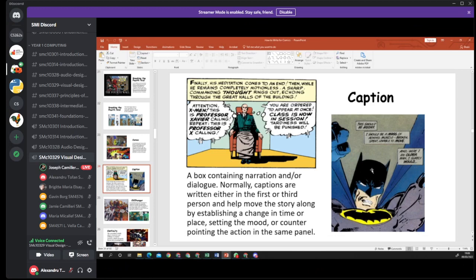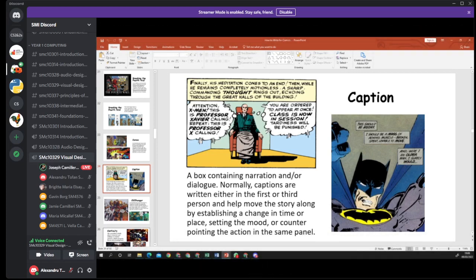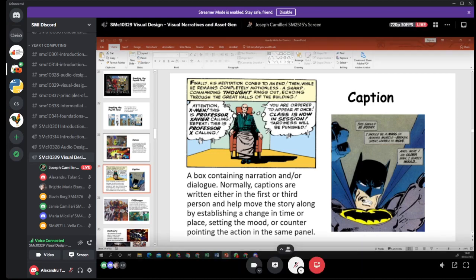And your question is, is Batman speaking, or is Batman thinking? Because they're using a caption, not a thought bubble. So what is it exactly? And then you realize that it is Batman thinking about sort of a past sequence. Okay, so captions are very specific.